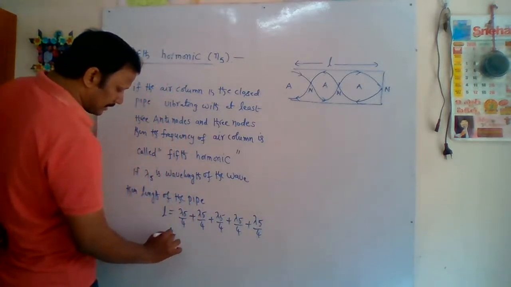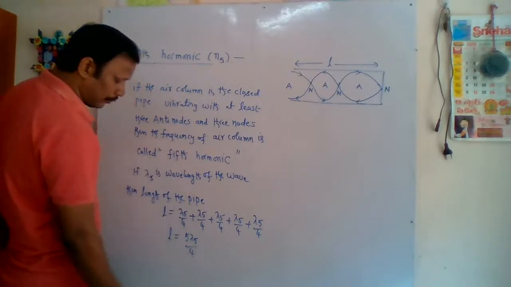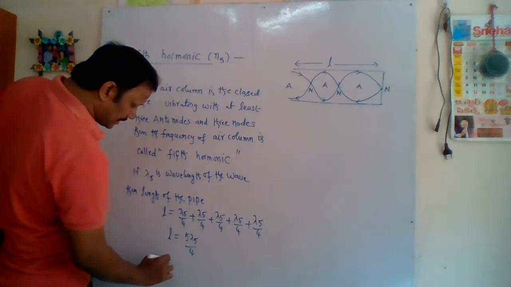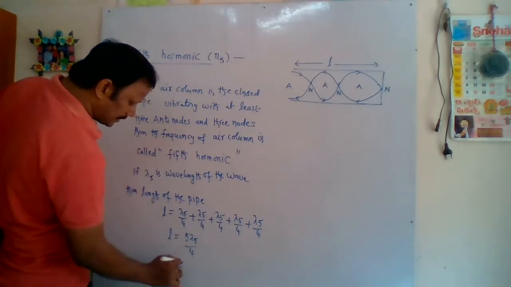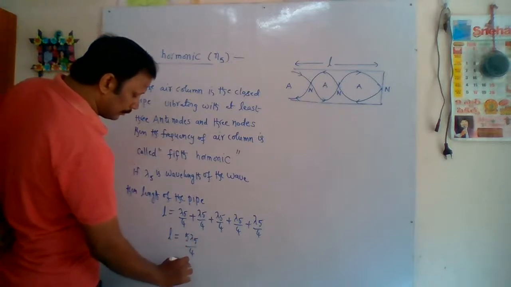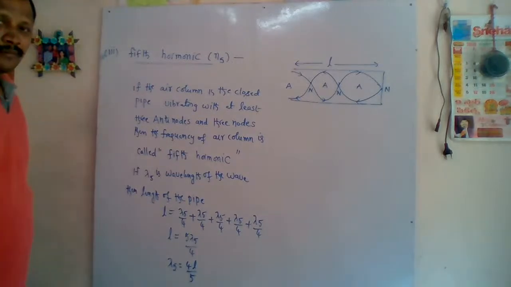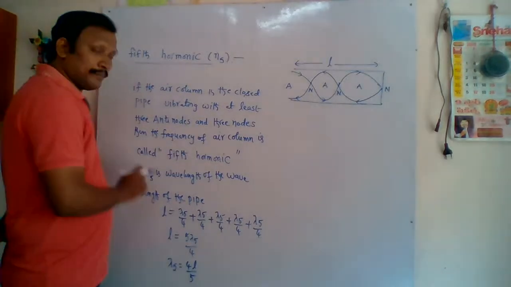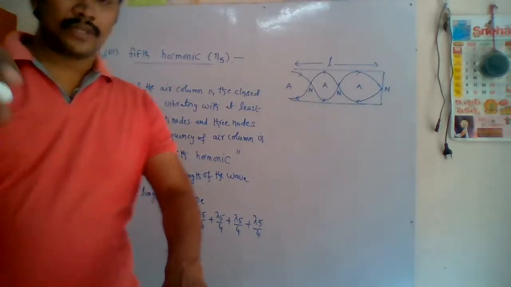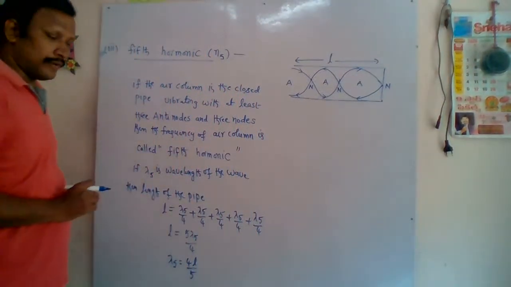So finally, what is the answer here? L is equal to 5 lambda 5 by 4. Therefore, from this equation, lambda 5 is equal to how much? Lambda 5 is equal to 4L by 5.